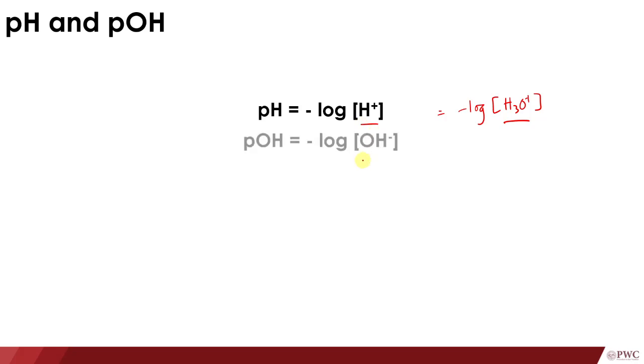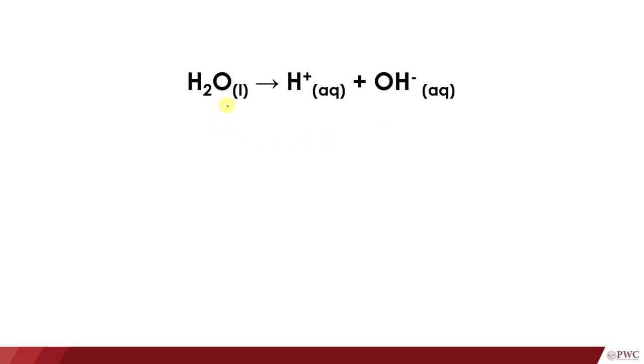We also have the pOH. pOH is similar to pH, but instead of the H plus concentration, it depends on the concentration of the hydroxide, or the OH minus concentration. Let's go back to the dissociation of H2O. This is the simplified equation for the dissociation of H2O into ions H plus and OH minus.